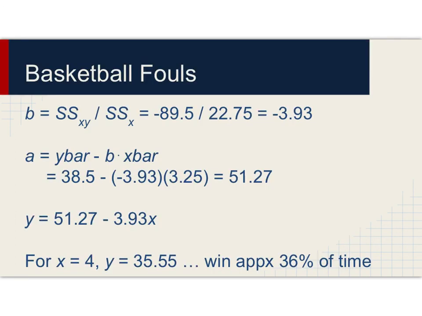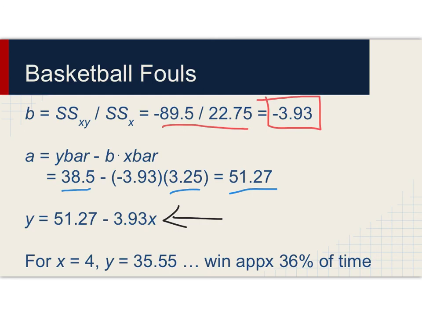And the big finish, when we take those two numbers and do the division, we get a slope for our prediction equation of negative 3.93. Using x bar and y bar in order to find a, we find that a is equal to 51.27. And so here is our least squares regression line equation: y is equal to 51.27 minus 3.93x.